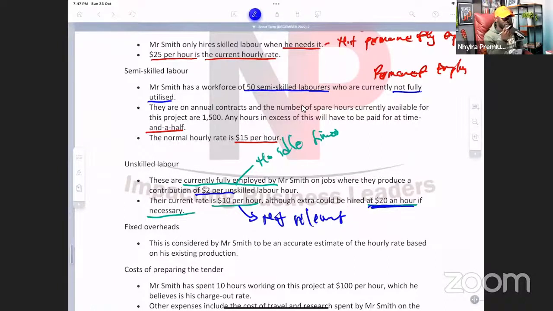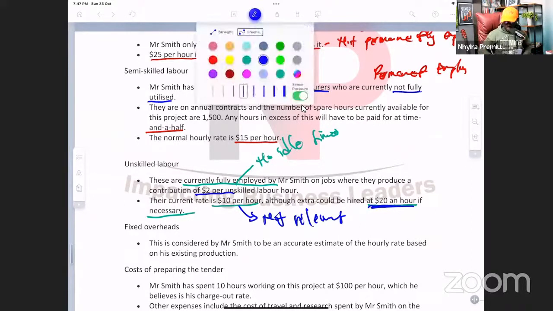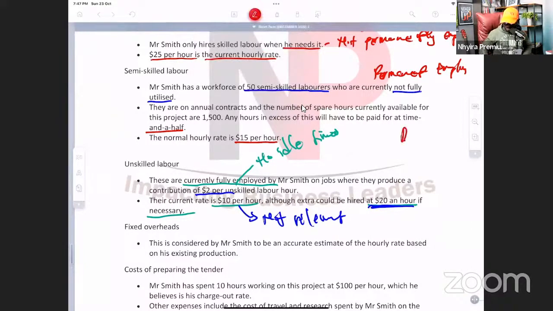Because they are fully employed, there is no spare capacity. So if they have to work on this order, we would have to pay them their basic wage, because they would have to work overtime. So we have to pay them their basic wage because they are fully employed. There's no spare capacity available. So it means that the current rate per hour would have to be considered because they are fully employed. If they were not fully employed, then we wouldn't have taken care of the rate.